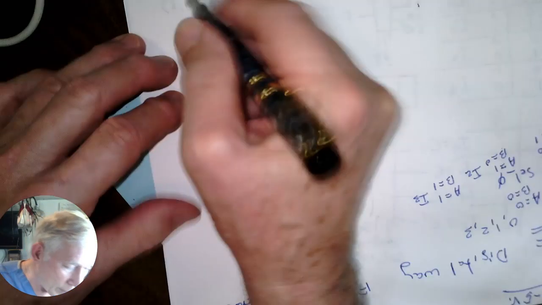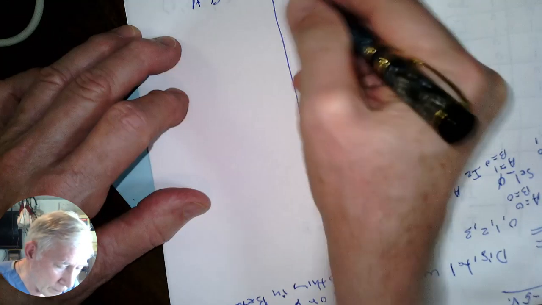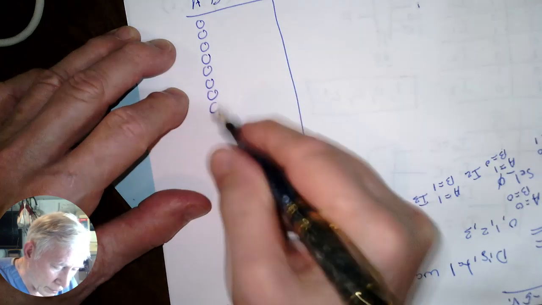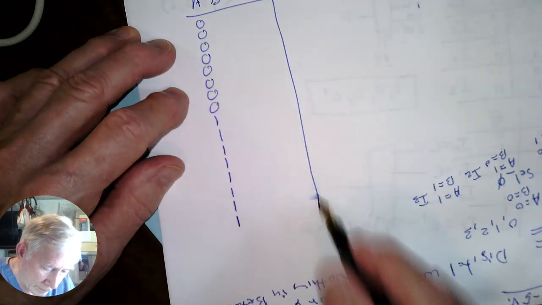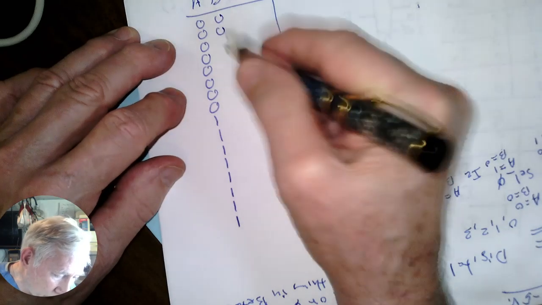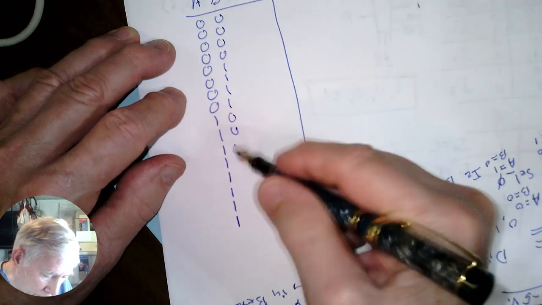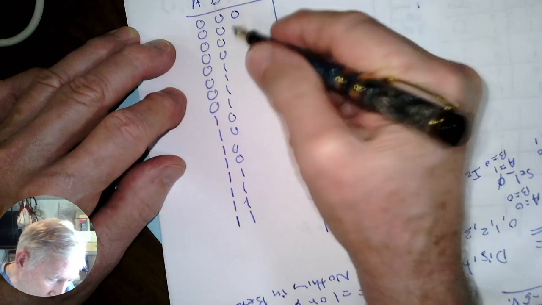Now, what do we do for a four-variable problem? It's really more the same. We just have a bigger truth table. Instead of 8 rows, we have 16. So we have A, B, C, D, and we have our F. Filling in the columns, A is 8 zeros then 8 ones, and B alternates in groups of 4.